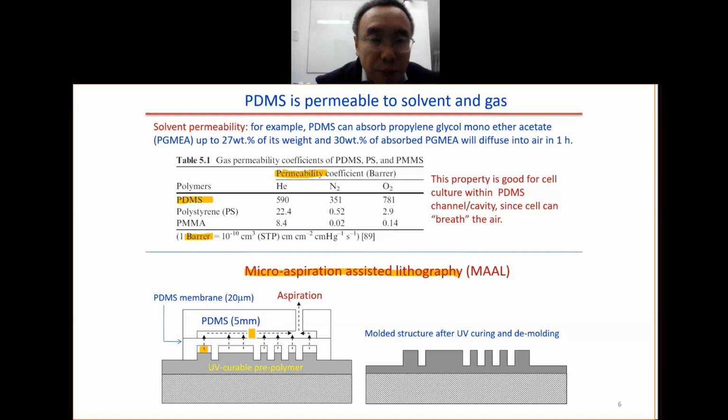So what his group developed is that you have this layer, this is the PDMS. This layer of the PDMS is 20 micrometers. It is permeable, so you use a pump. There's a pump, so you can pump away the air through the PDMS. This way, the liquid will be sucked to fill the trench, to fill the cavity. You get a very good imprint.